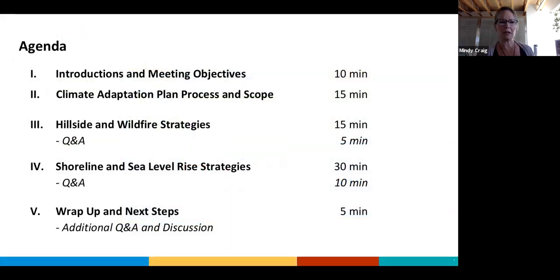So I'm just going to jump in here and talk about what we're going to go over today. We're going over our introductions right now, and I'm going to introduce our team in just a second. But we'll have an overview of the planning process and the scope and where we are right now. And then we're going to dig into the hillside and wildfire strategies and some of the solutions and options that have been identified. And then we're going to have a longer period to go into the shoreline and sea level rise strategies. Get to some of the details about what that looks like. We'll wrap up and make sure to finish up at 6:30, but we will be able to stay a little longer if people have burning questions that they want to talk about.